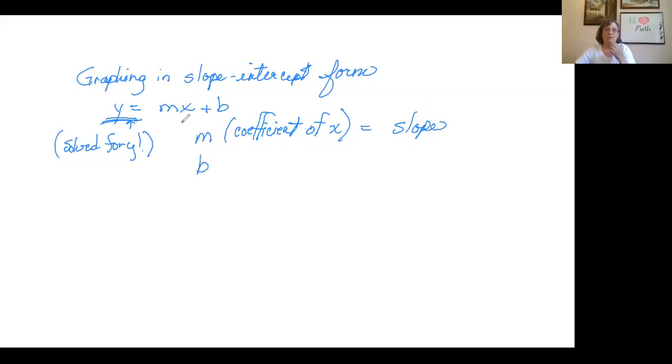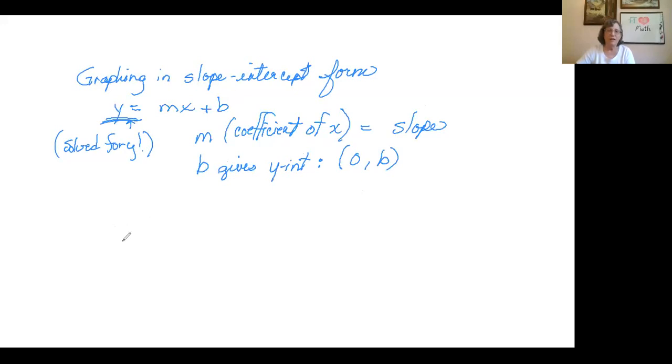B, which is what will be left if I plug 0 in for x. If I plug 0 in for x, that gives me my y-intercept. So B always gives us the y-intercept, which is going to be the point 0, B.